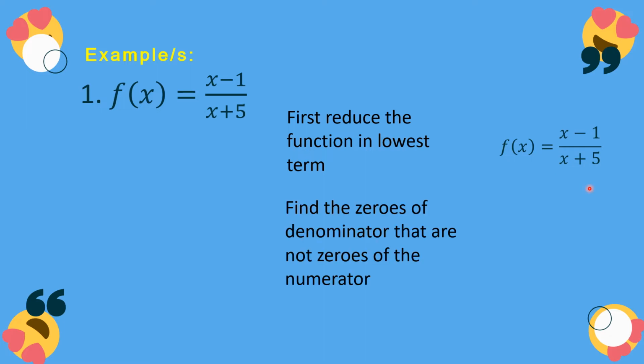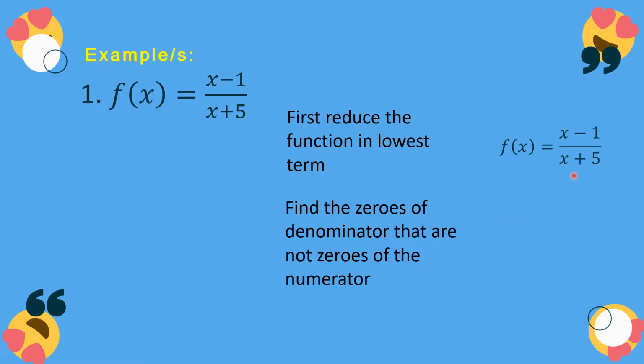Pagkatapos nyan, so find the zeros of the denominator that are not zeros of the numerator. Titingnan ninyo kung yung value ba ng x kapag in-replace mo dito, yung value na makukuha mo sa x, kapag ni-replace mo dito sa x ng denominator, ay magiging dahilan ba para maging 0 yung inyong numerator kapag in-replace mo yung same number sa x. So, kung hindi naman, let us solve for the zeros of the denominator.